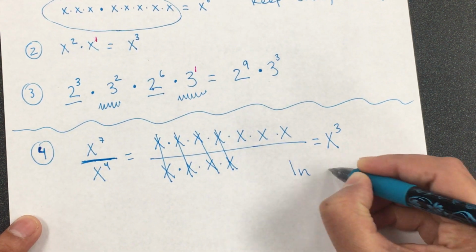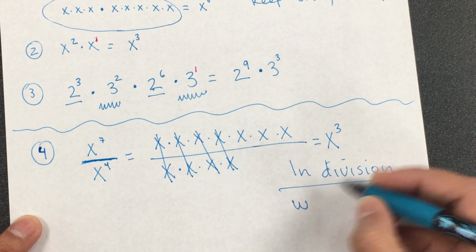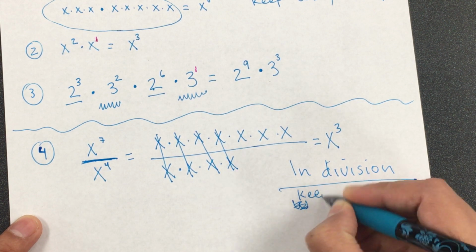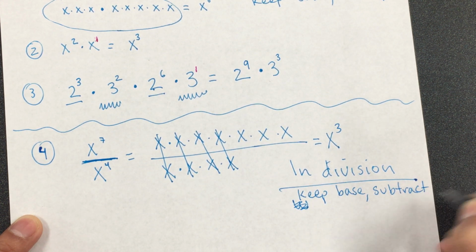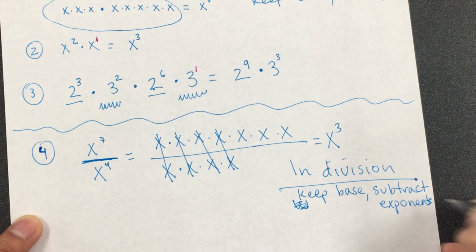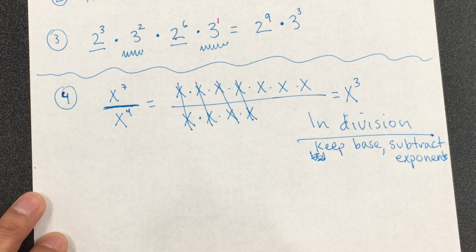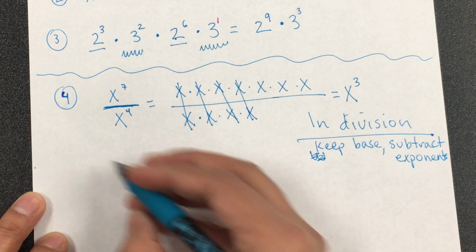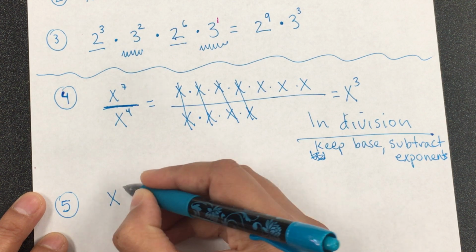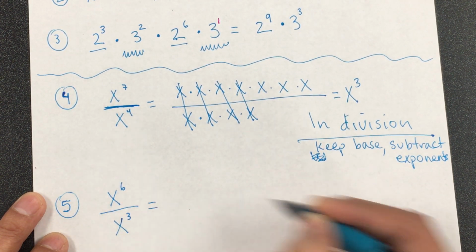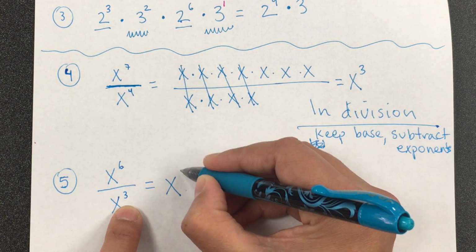So in division, we keep the base, subtract exponents. Okay, so that's the rule. Let's do some more. The next one is going to bring another rule, but let me do one like this first. So we keep the base, subtract exponent. 6 minus 3 is 3.